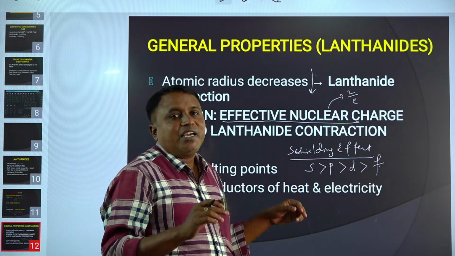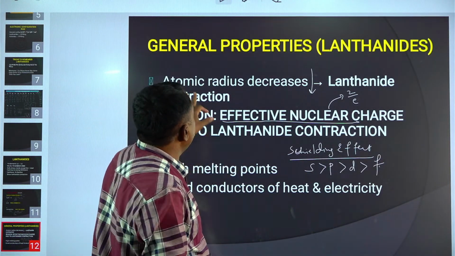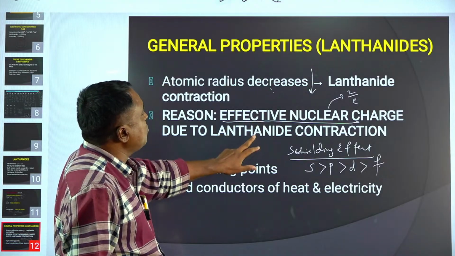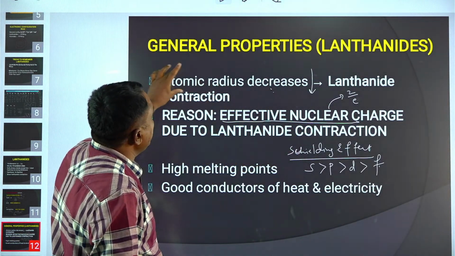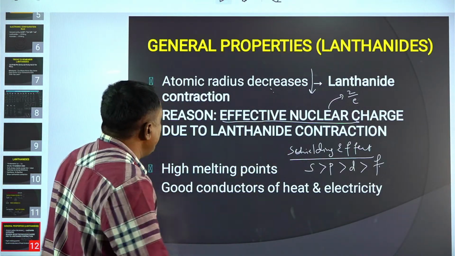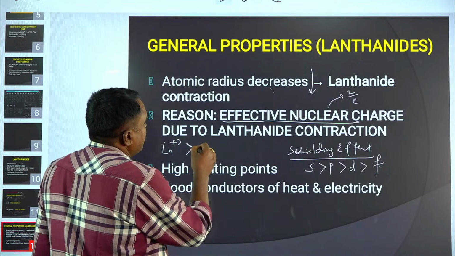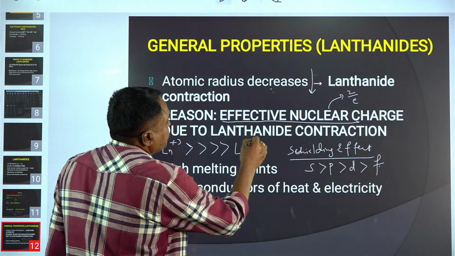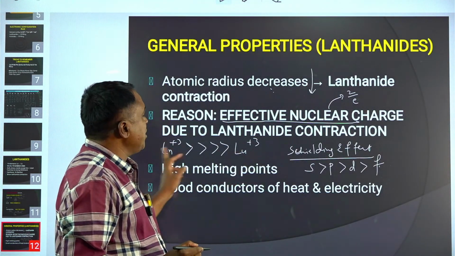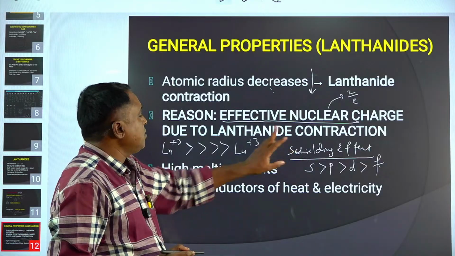Therefore, there will be a greater attraction of the nucleus on the outer shell. That will be increasing. Therefore, atomic radius decreases. This is called what now? Effective nuclear charge. It is due to lanthanide contraction. So atomic radius from lanthanum to lutetium 71 generally decreases. From lanthanum plus 3 to lutetium plus 3, the atomic radii gradually decrease. This is due to effective nuclear charge due to lanthanide contraction.